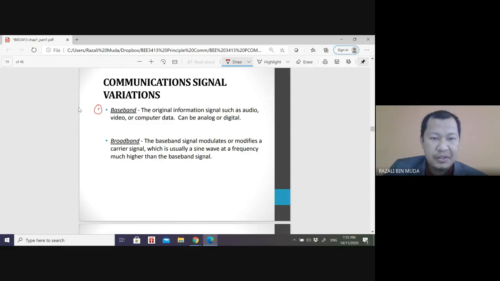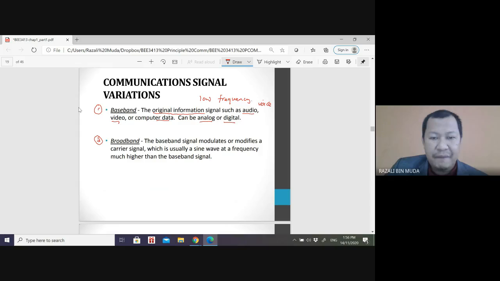These are the terms for communication signal. First is baseband. Second is broadband. What is baseband? Baseband is the original information signal, such as audio, video, data. Baseband can be analog or digital. Base is related to low frequency. Our voice is a low frequency signal, also known as baseband.